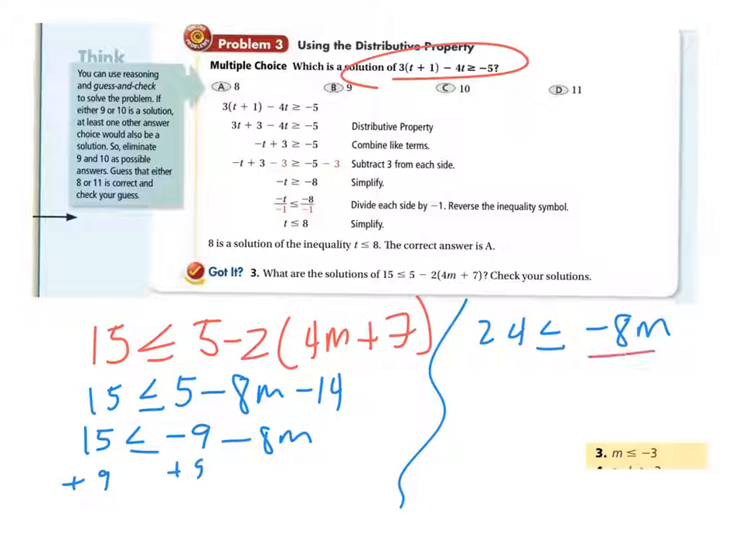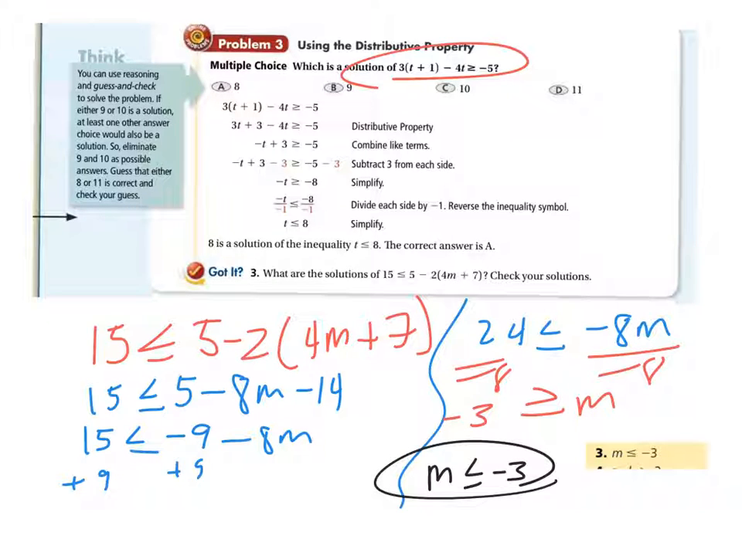Now I'm going to divide by negative 8 on both sides. So I flip the inequality before I forget. Negative 3 is greater than or equal to m, which again, using your mirror trick, means m is less than or equal to negative 3. That's what we're talking about. A little bit extra to remember with these.